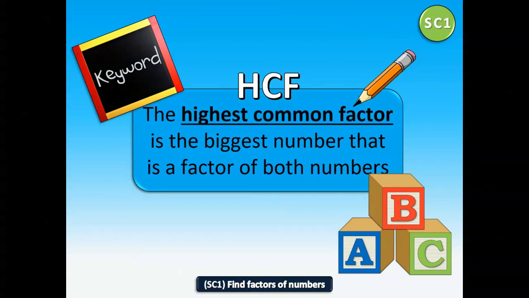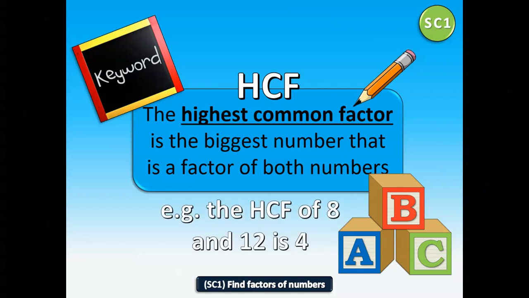HCF stands for highest common factor, and the highest common factor is the biggest number that is a factor of both numbers. So for instance, the highest common factor of 8 and 12 is 4, because 4 is the biggest number that goes into both 8 and 12.